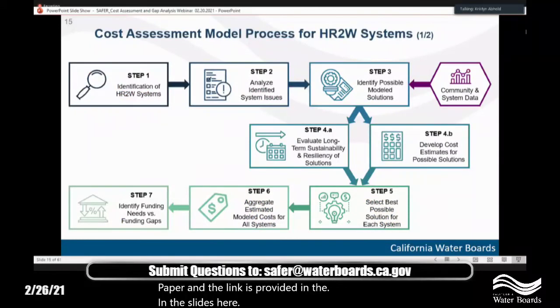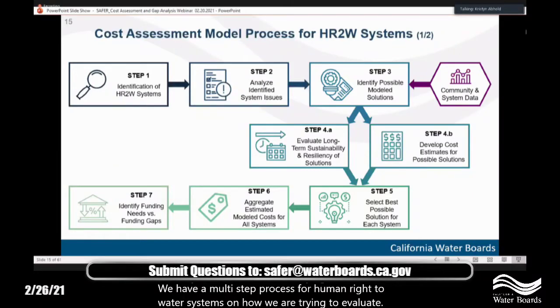We'll be going over the process in just a little bit with Corona Environmental, which has been helping us develop the cost assessment model. But for those who have participated in previous webinars, this infographic should look familiar to you. We have a multi-step process for human right to water systems on how we are trying to evaluate the high-level statewide cost of addressing their issues.